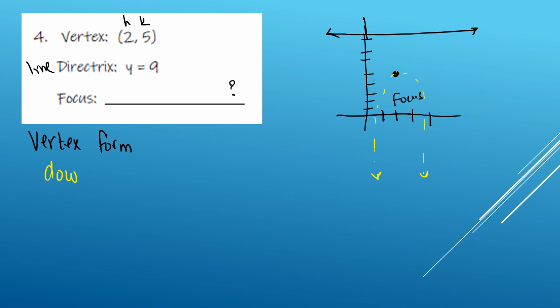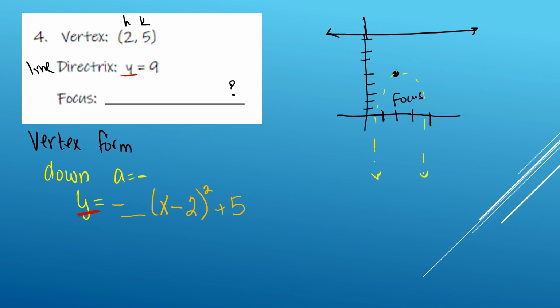If my graph opens down, that means my a value has to be negative, and my equation has to be y equals. And that was also kind of given to you right here. The directrix is y equals, so your equation should be y equals. So I'm going to go ahead and fill in the stuff that I know. y equals a negative, whatever the a value is, and then in the parentheses, x minus h, so x minus 2, quantity squared, plus my k value, which is 5. Okay, so we have the majority of the equation.